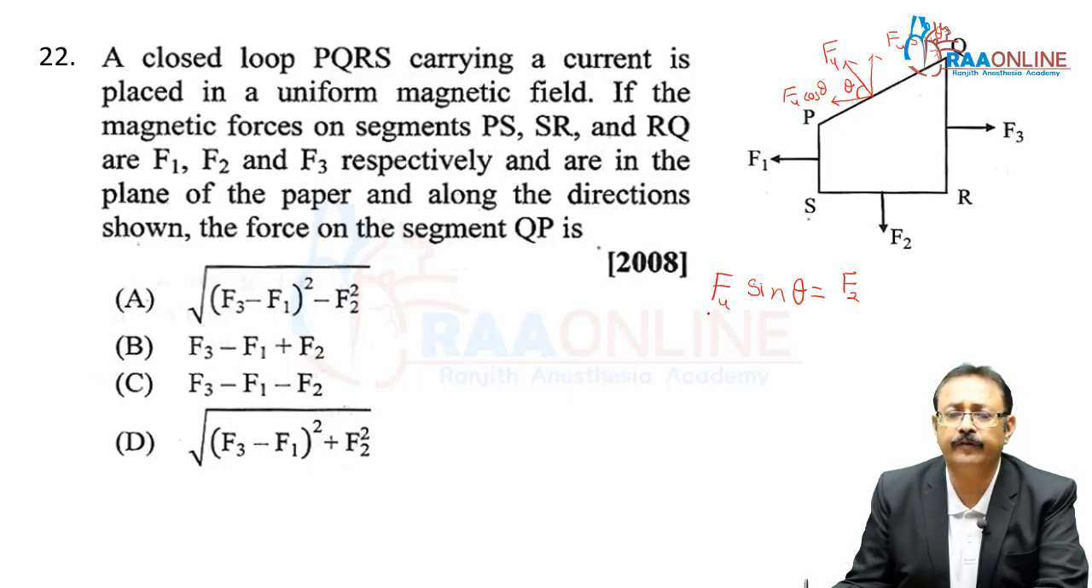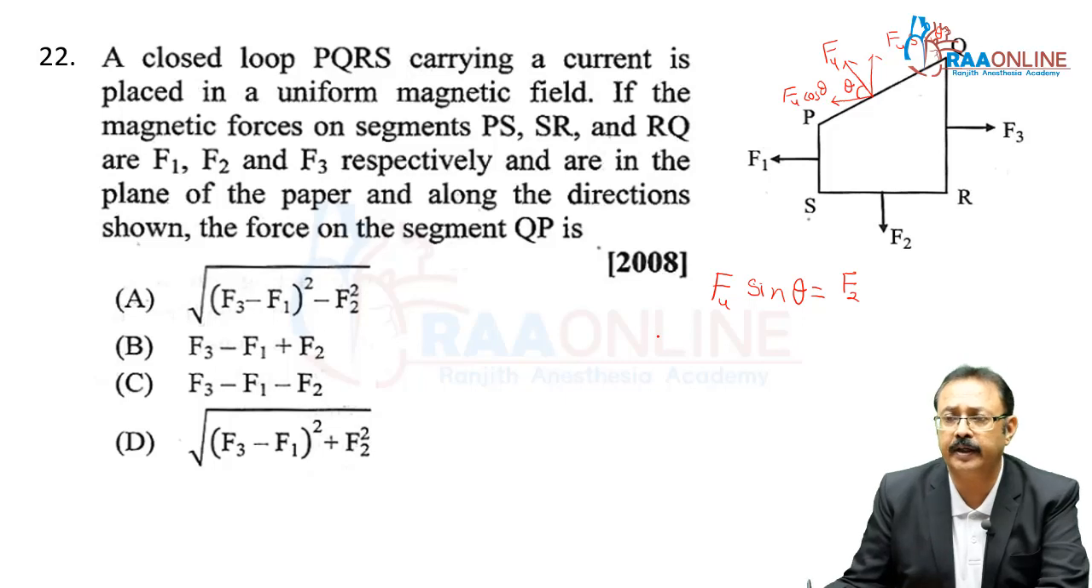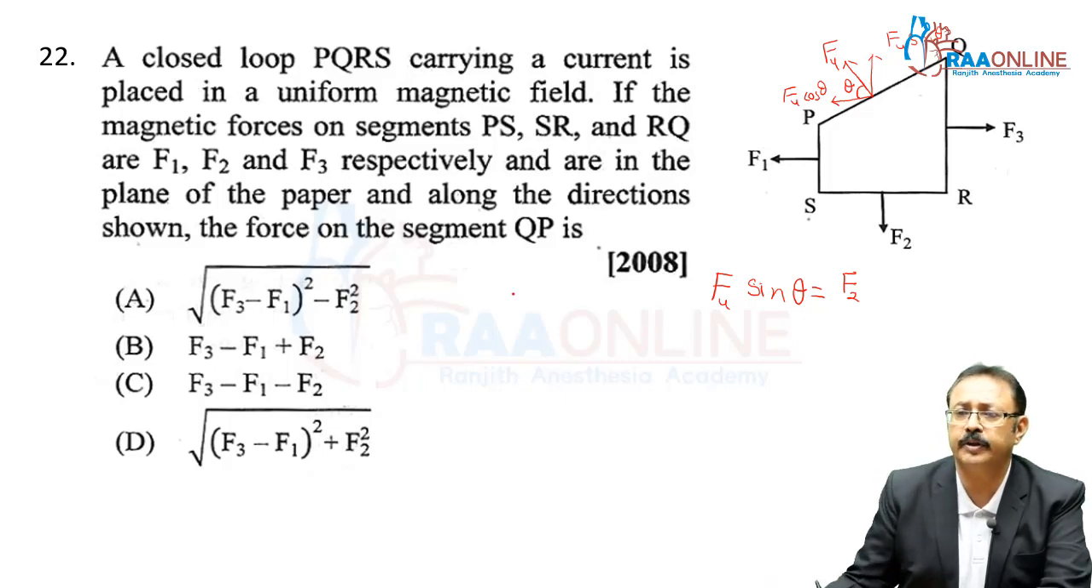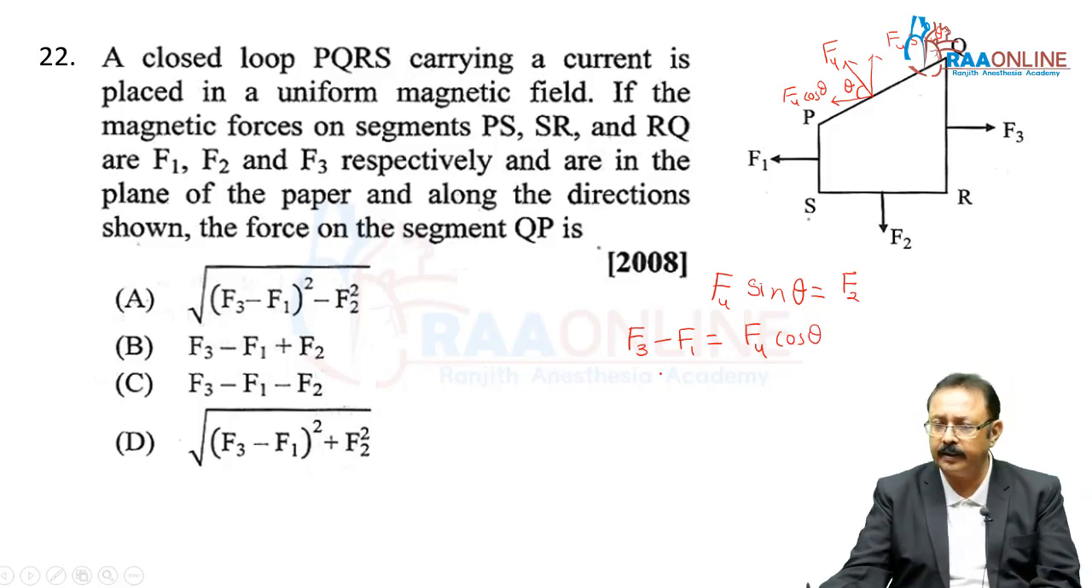What force is in this direction? It is F1 minus F3 or F3 minus F1. Any one you can take. F1 and F3 are in opposite directions. So in that direction, opposite to F4 cos theta is F3 minus F1. It is balanced by F4 cos theta. F2 is balanced by F4 sin theta.